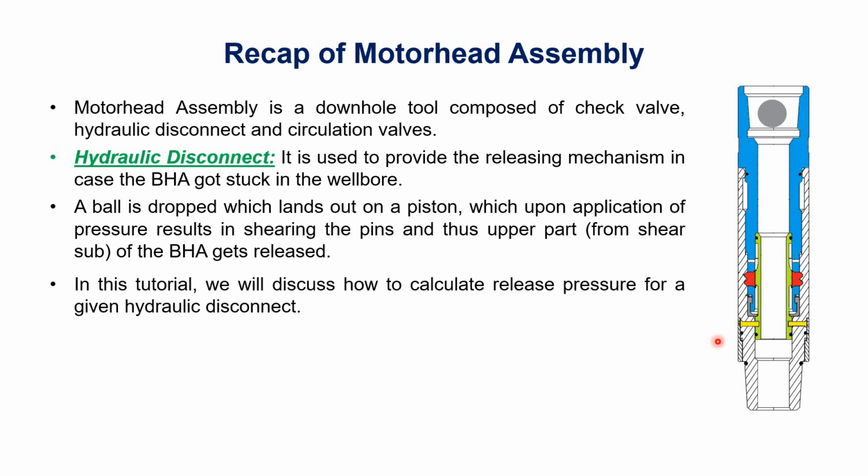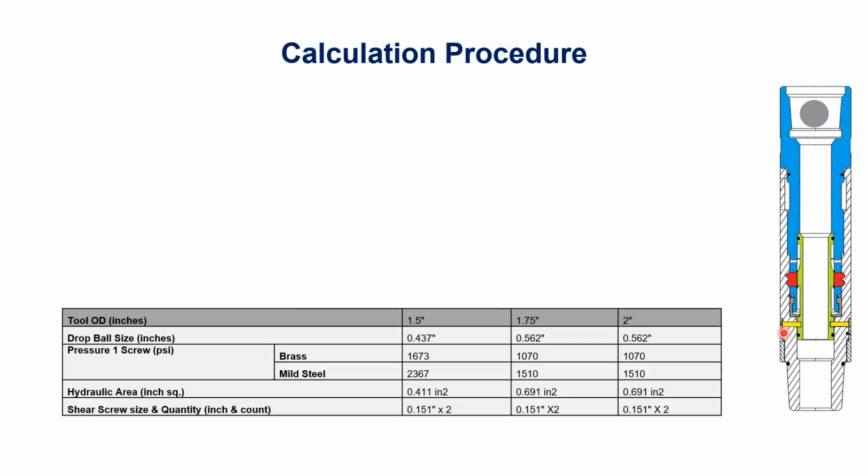So in this particular tutorial, our target is to calculate the release pressure, that is the pressure which we have to apply from the surface to release this BHA or to activate this hydraulic disconnect. So we'll see the calculation procedure.